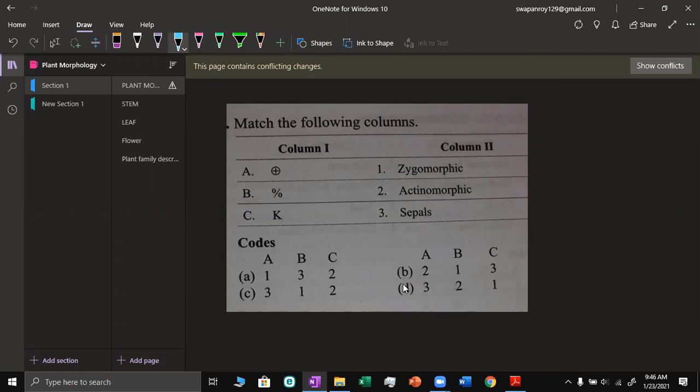Here is the symbol of floral diagram and floral formula. Column 1 is the symbol, column 2 is the terms that it represents. This one is actinomorphic, is it? That plus sign will go with this. This percentage sign is zygomorphic, this will go with this. And K is calyx, it is sepal. So A with 2, A with 2 here. This is also very easy. If A with 2, then B with 1 and C with 3.